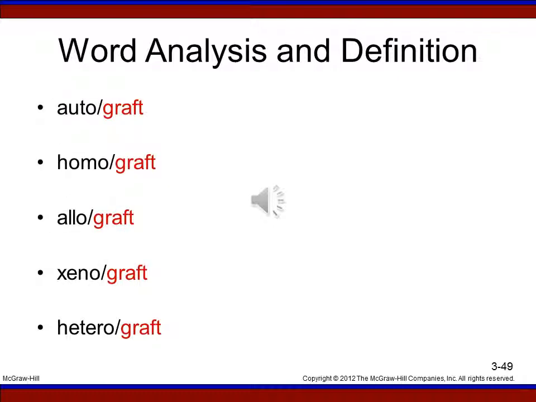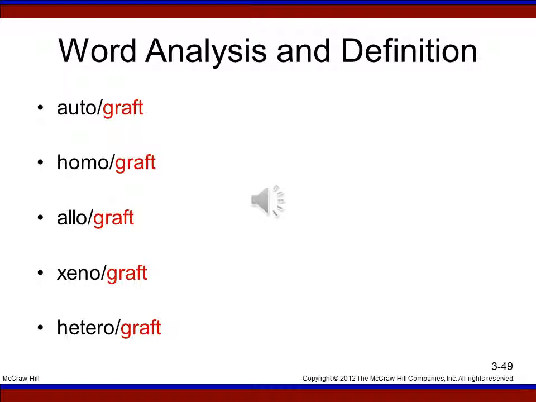More word analysis and definition. So here, all of these words, what do they share? All of the words share a common root word, and that root is graft. And graft means what? Graft means to transplant. Alright? So what are these prefixes up here? Auto, homo, allo, xeno, and hetero.